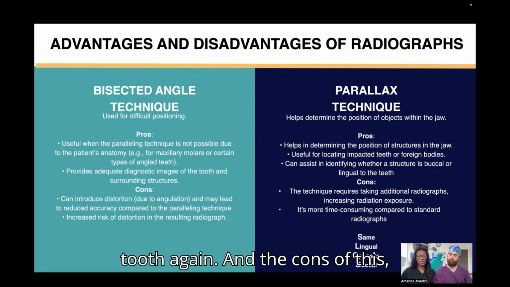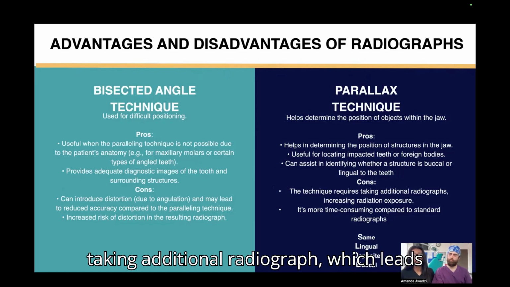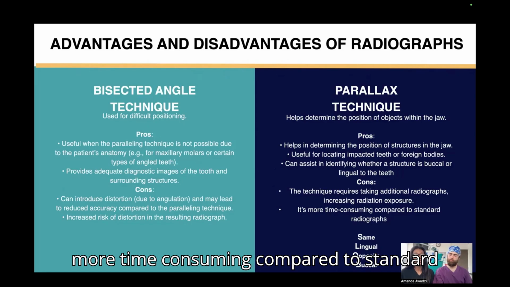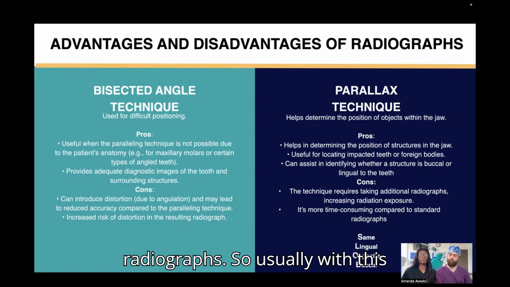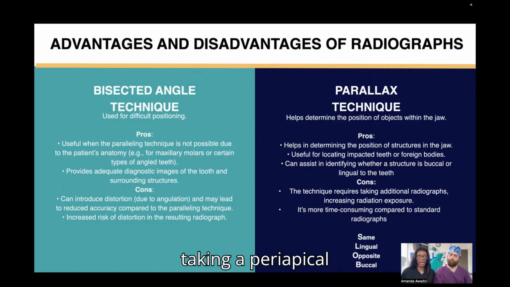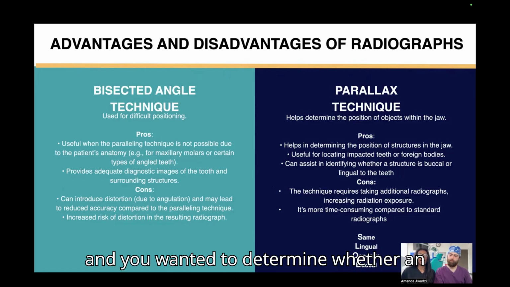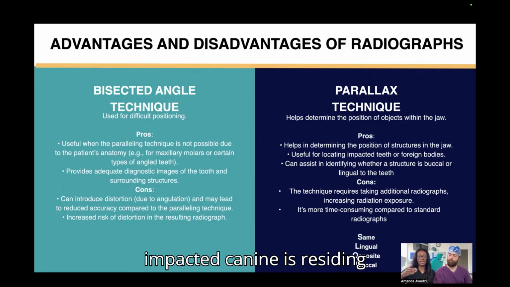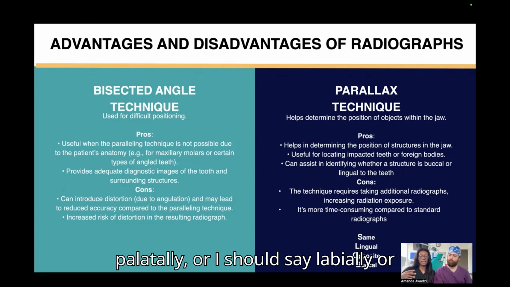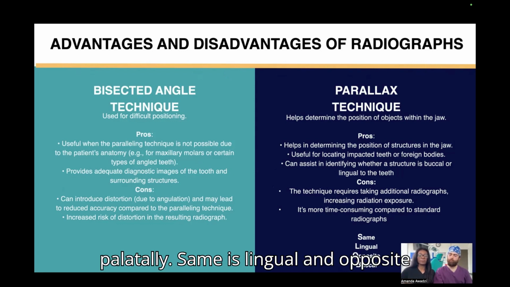And the cons of this, however, are the technique requires taking an additional radiograph, which leads to increased radiation exposure, and it's more time consuming compared to standard radiographs. So usually with this technique, for instance, if you were taking a periapical and you wanted to determine whether an impacted canine is residing either buccally or palatally, or I should say labially or palatally, same as lingual and opposite is buccal.